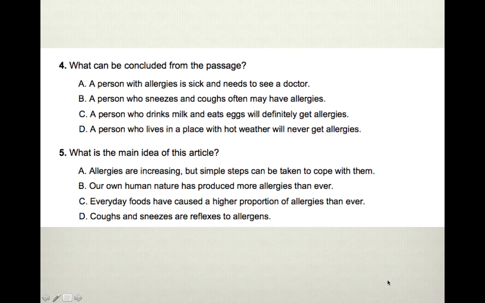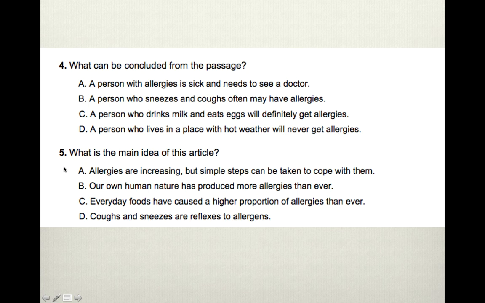Pick your answer. Number 4, what can be concluded from the passage? Is it A, a person with allergies is sick and needs to see a doctor? B, a person who sneezes and coughs often may have allergies? C, a person who drinks milk and eats eggs will definitely get allergies? Or D, a person who lives in a place with hot weather will never get allergies?